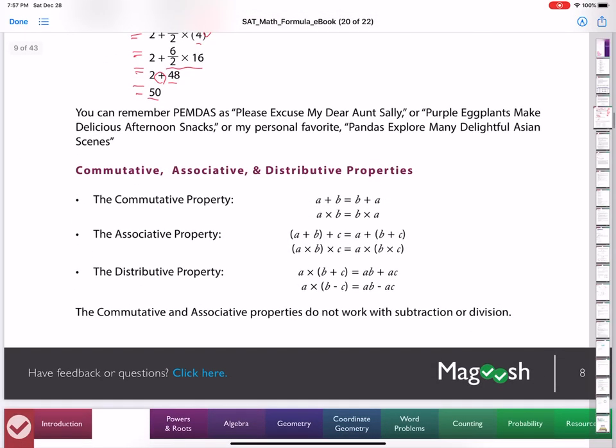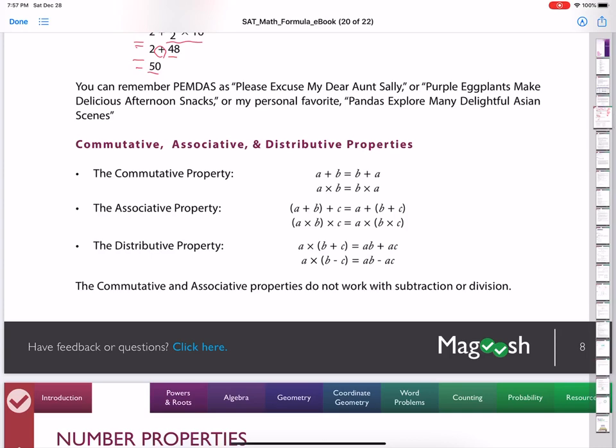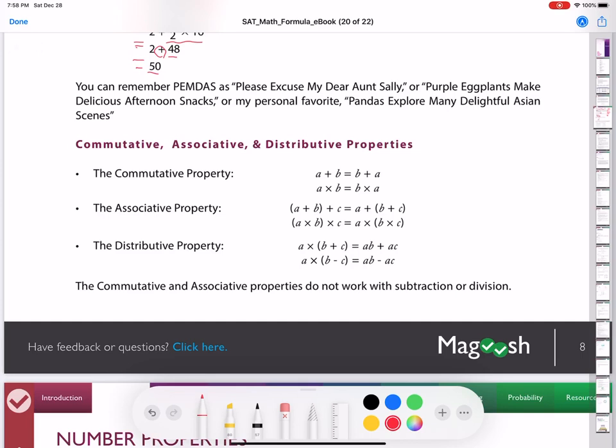Next problem. Commutative, associative, distributive properties. What is commutative properties? There are two different kinds, right? Addition and multiplication. Commutative property of addition means A plus B equals B plus A. Multiplication, A times B equals B times A. Associative property. So A plus B first, and then add C, that is equal to B plus C added first, and then add A later. That doesn't matter. For the multiplication, A times B first or B times C first. That doesn't matter. We call this property associative property.